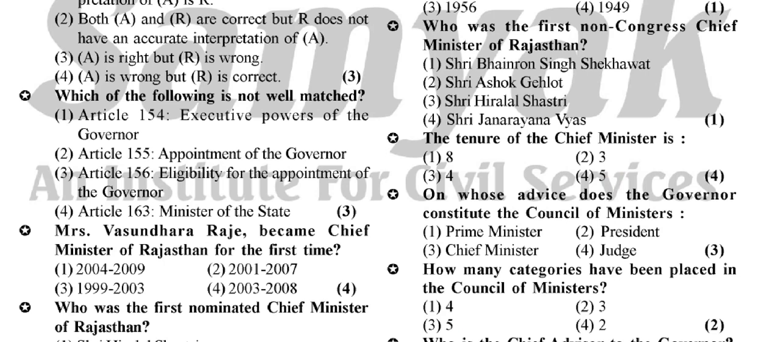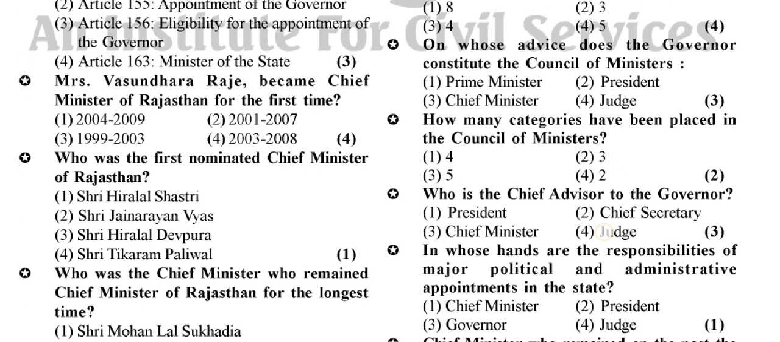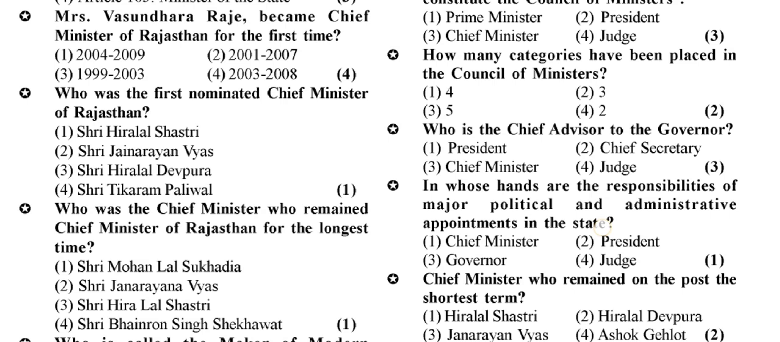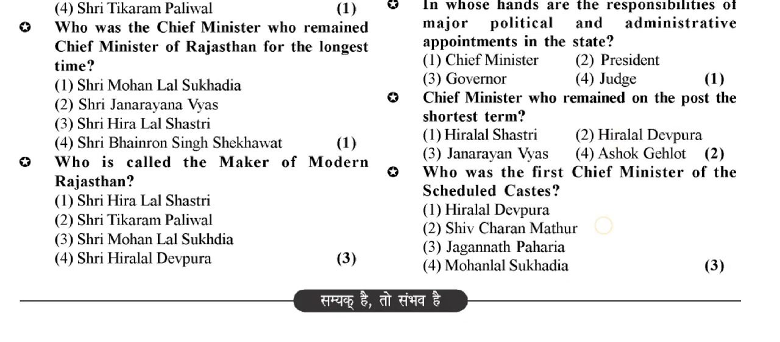Who was the first non-Congress Chief Minister of Rajasthan? Shri Bhairon Singh Shekhawat. The tenure of the Chief Minister is 5 years. On whose advice does the Governor constitute the Council of Ministers? Chief Minister. How many categories are there in the Council of Ministers? 3. Who is the Chief Advisor of the Governor? Chief Minister. In whose hands are the responsibilities of major political and administrative appointments in the state? Chief Minister. Which Chief Minister remained in the post for the shortest term? Hira Lal Devpura.